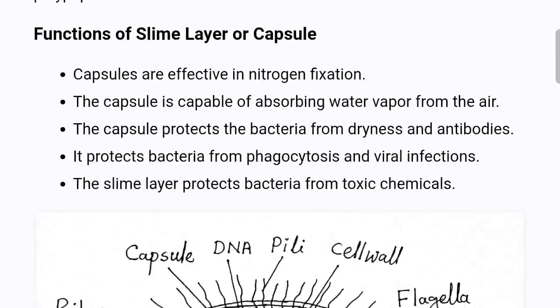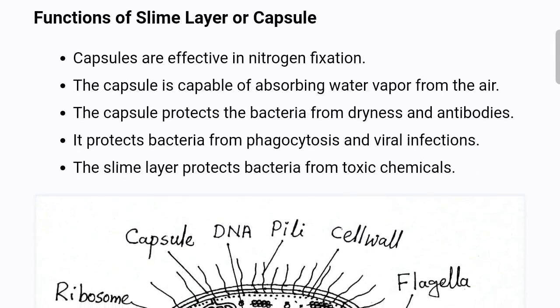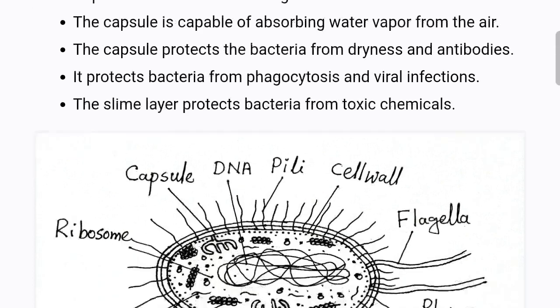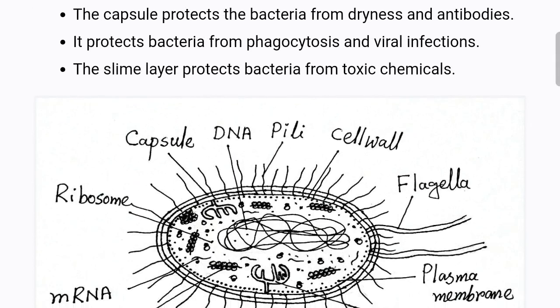Functions of slime layer or capsule. Capsules are effective in nitrogen fixation. The capsule is capable of absorbing water vapor from the air. The capsule protects the bacteria from dryness and antibodies. It protects bacteria from phagocytosis and viral infections. The slime layer protects bacteria from toxic chemicals.